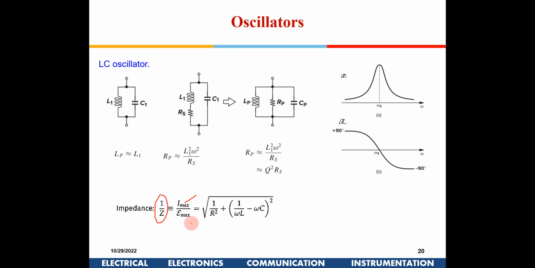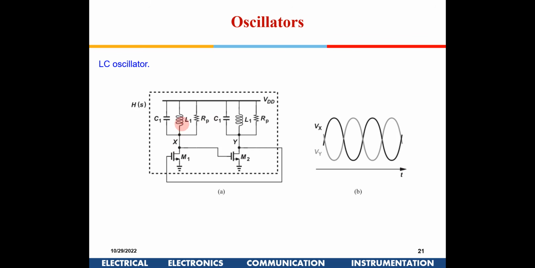E max by admittance we are writing. That's why it's coming like this. Okay. Now if you see, now I have one amplifier. Okay, this is driving one more amplifier out here, and I am giving a feedback like this. Okay. Now because this is an LC tank, at that particular resonant frequency it will have the highest impedance.